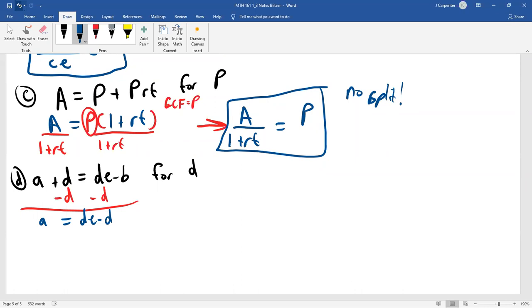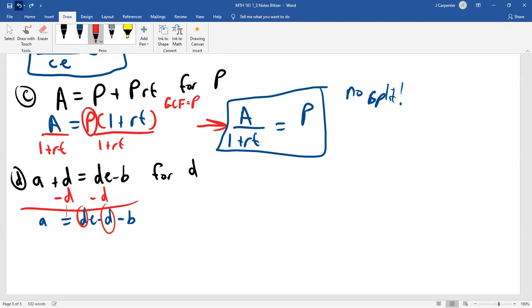You can't combine those because this has an E and this does not, the same reason we couldn't combine the P and the PRT last time. But there's still that minus B over there. Now, this term has got the D, this term has got the D, so that's where we're going to take it out as a GCF. But we don't want anything else on that side. So these two terms have a D, but this one does not.